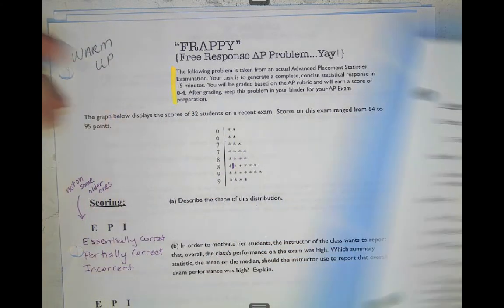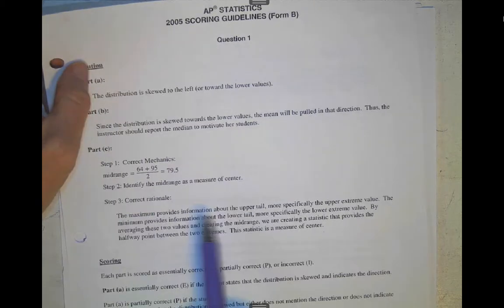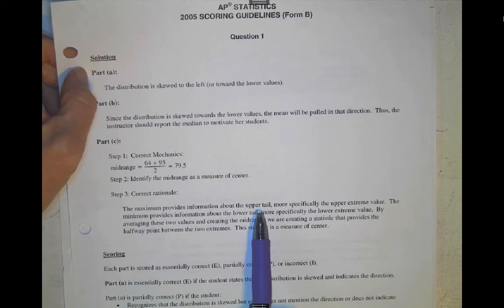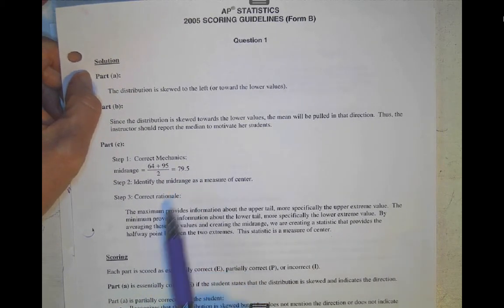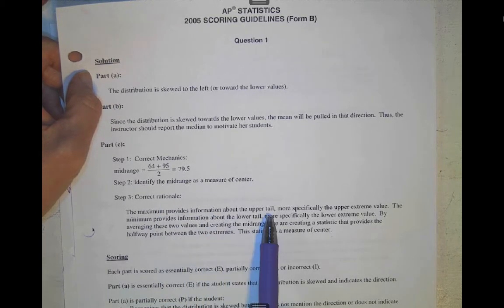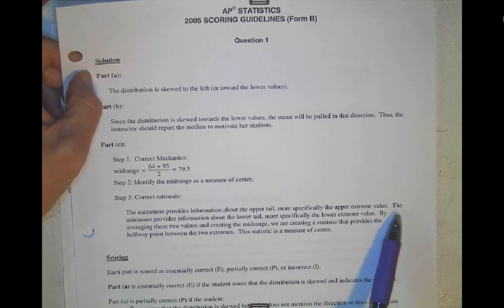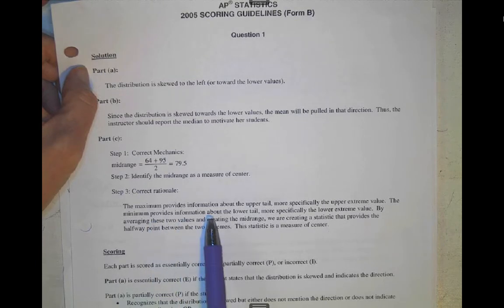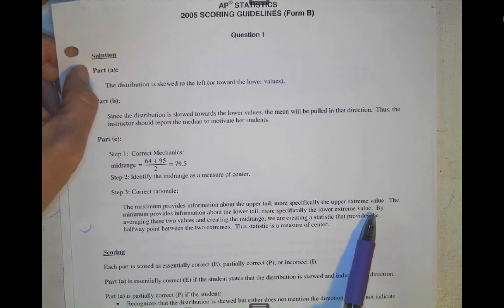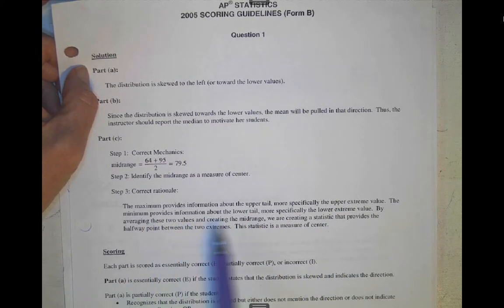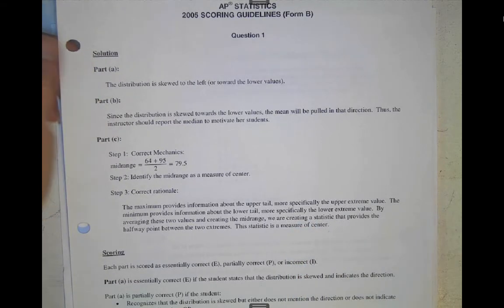Okay, so the rubric says, identify the mid-range, and then the maximum provides information about the upper tail, more specifically the upper extreme value. The minimum provides information about the lower tail, more specifically the lower extreme value. By averaging these 2 values and creating the mid-range, we're creating a statistic that provides a halfway point between the 2 extremes. So the statistic is a measure of center.